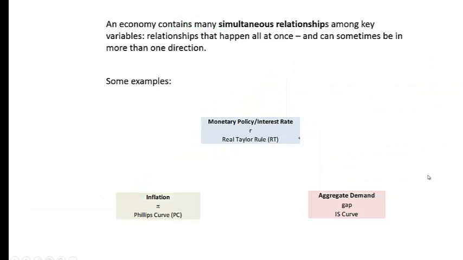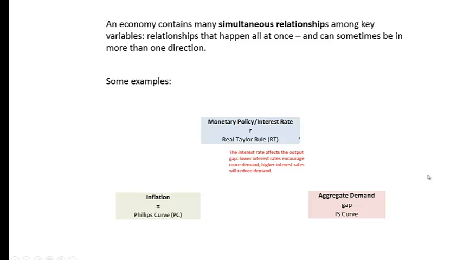An economy contains many simultaneous relationships among economic variables. These are relationships that happen all at once. Sometimes the relationships between these variables can be in more than one direction. Let's review some simple examples.